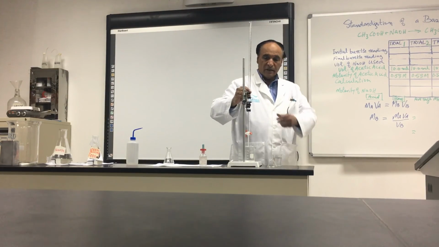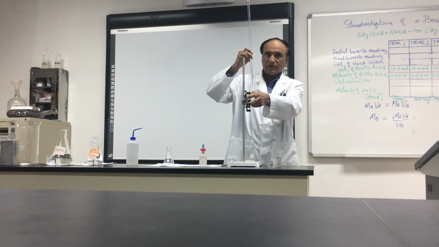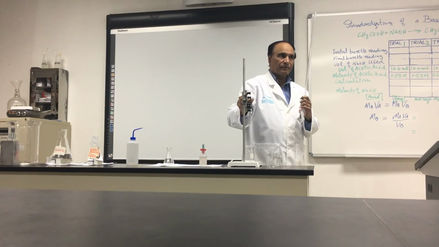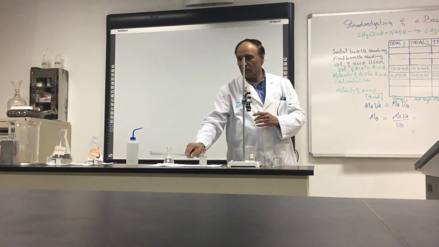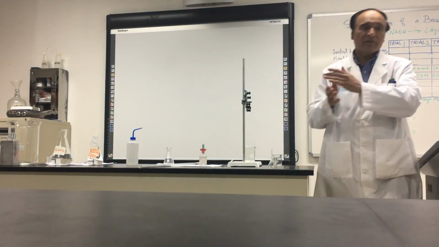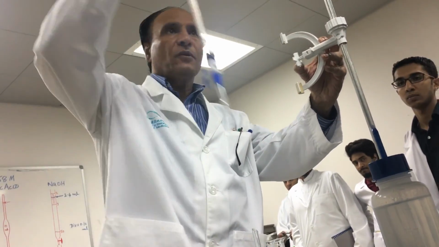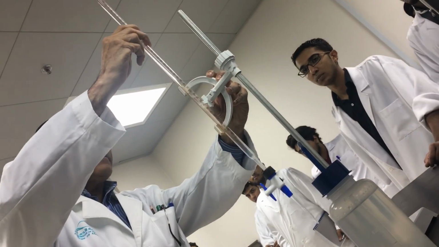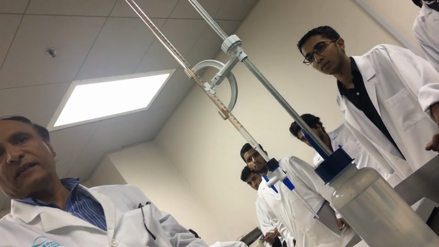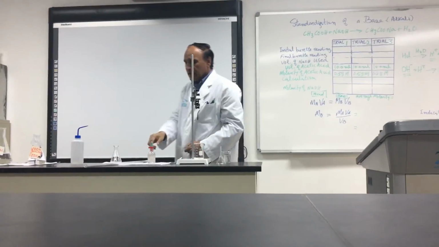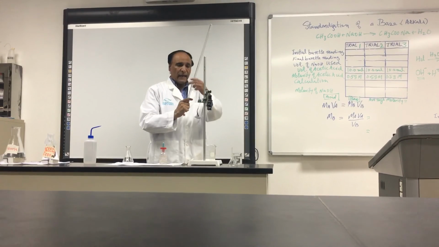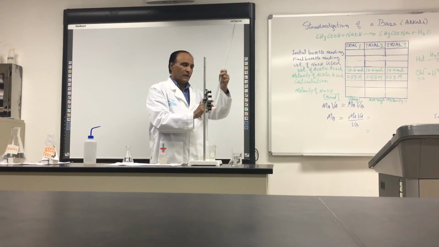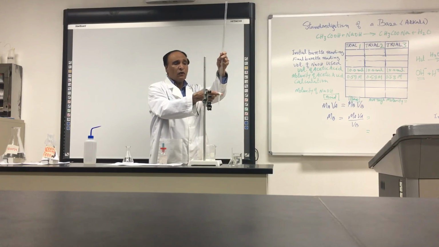How will he fill the burette? First of all, he will remove the burette from here. This is the burette clamp. He will remove the burette. If you look at your seat, this is the burette clamp. You press it and you remove it. You press it and you fix it. All are like that. So one student will take this one and he will wash it with the distilled water. Close it from here.